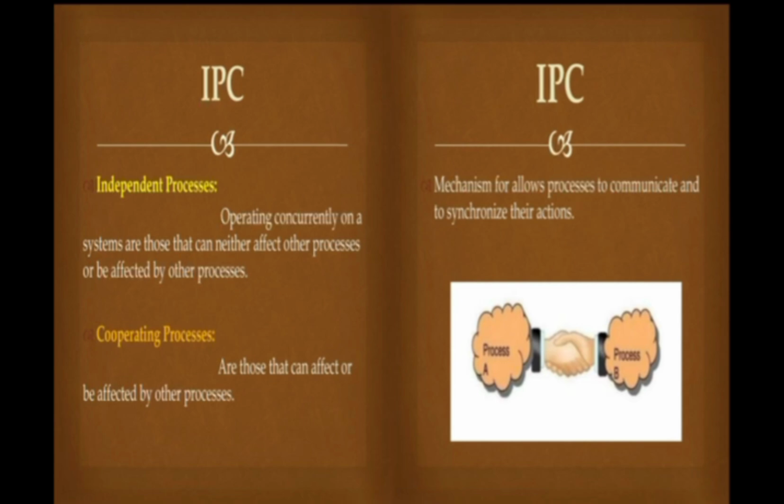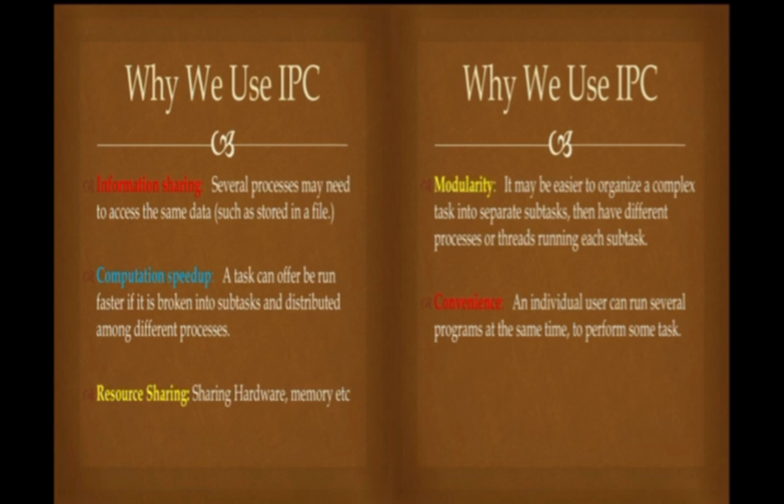So now we have seen the types of processes and what IPC basically is. Now the question is, why do we even need IPC? There are several reasons. The first is information sharing. Multiple processes might need to access the same data. For example, a file stored on the disk may be required by many people.